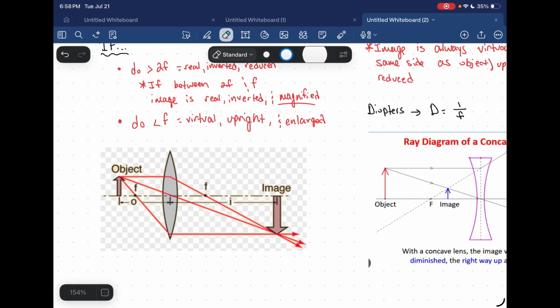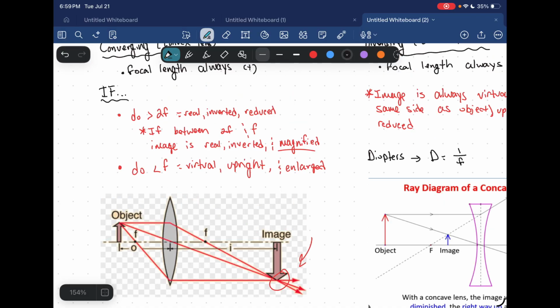Now, when we look at the specific ray diagram for a converging lens, we can see that the image formed is inverted. And since the light rays actually converge at this point, it forms a real image. So far we have two qualities, real and inverted. Now the magnification of the image depends on the object distance in relation to the focal length.